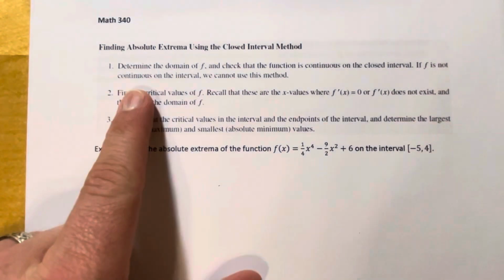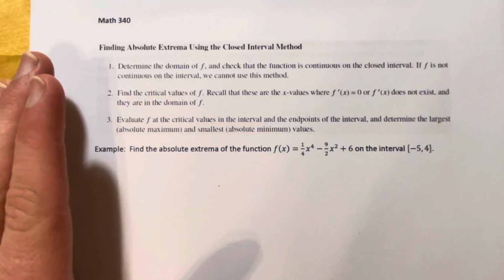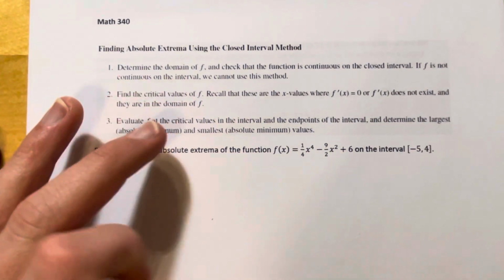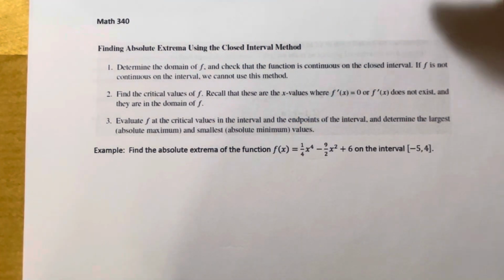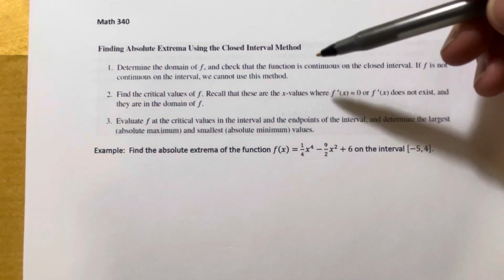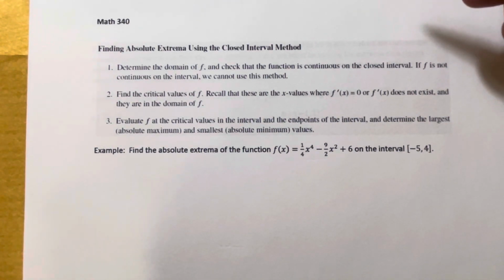So first thing that we do is we determine what the domain of f is, and then we check that the function is continuous on the closed interval that we're looking at. So if f is not continuous on that interval, we have to use a different method. And we'll see that at the end of this section. There's examples where we can't use the closed interval method for whichever condition is not being satisfied, and we have to approach it a different way. But if that's the case, we can move forward with this method.